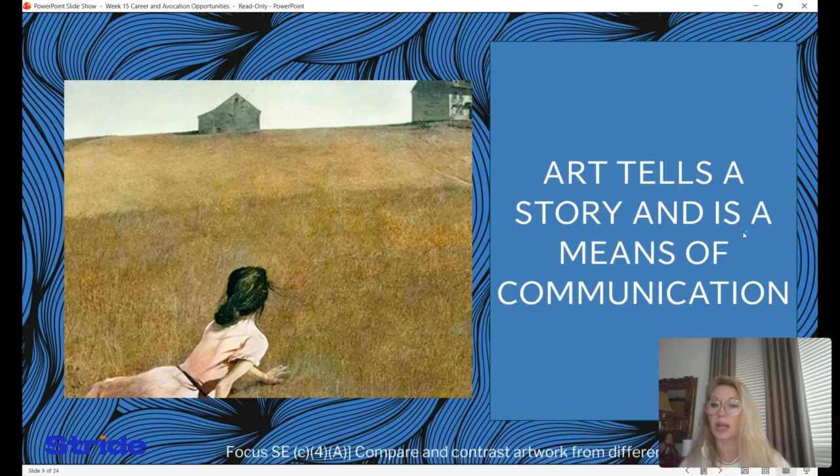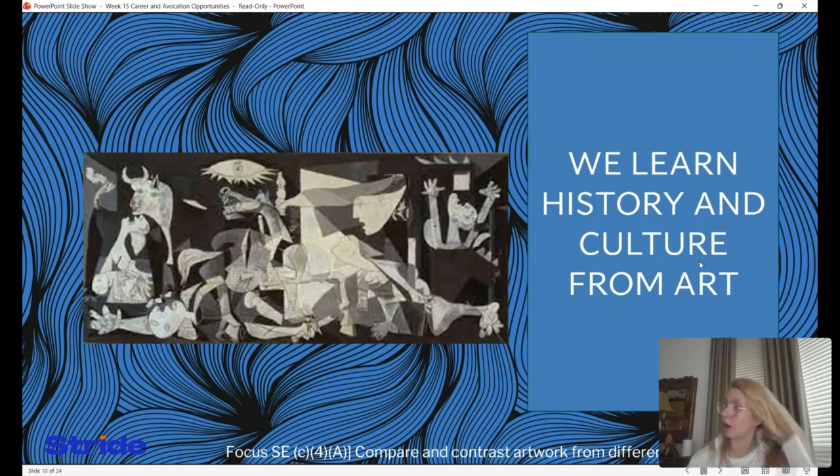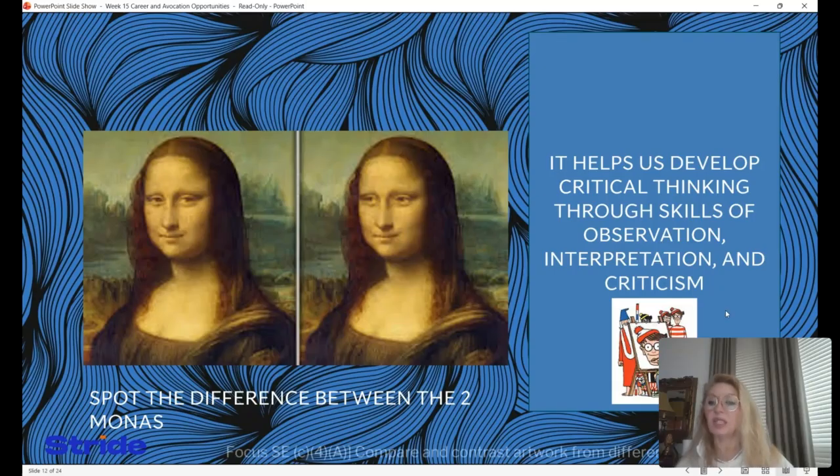Art tells a story and is a means of communication. You remember the story about this Andrew Wyeth and the lady that he saw outside his house. We learn history and culture from art. We talked about this Picasso many times. We can discern world views from art. Look at these 2 people kissing with their masks on. I think we can all remember that time. It helps us develop critical thinking skills through observation, interpretation, and criticism.